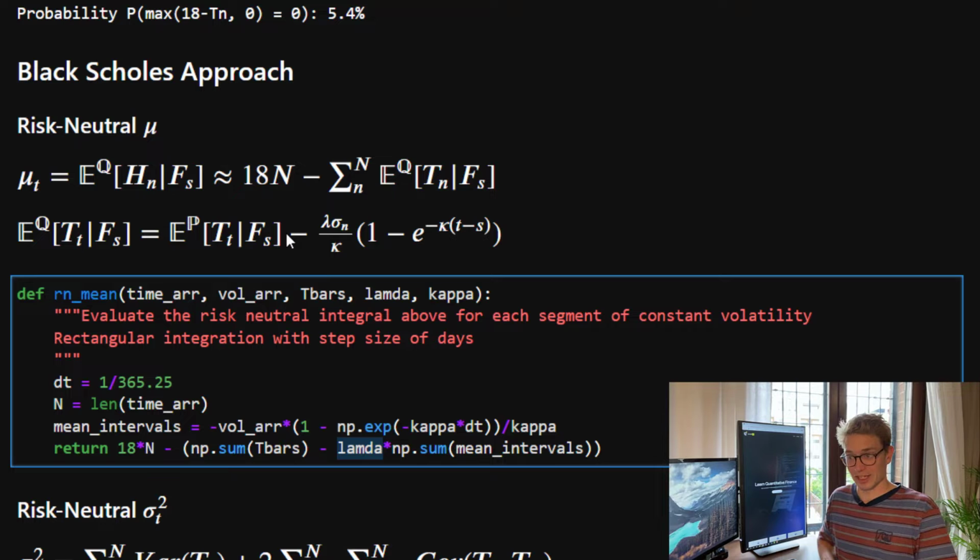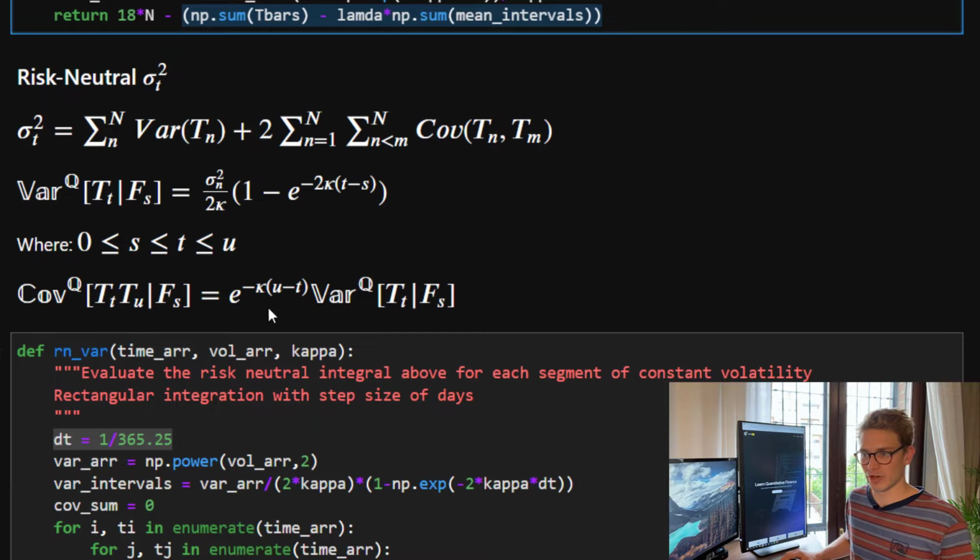So we take the summation of the expectation of all of those temperature bars, minus this adjusted risk neutral parameter times these parameters here. That's calculated as the sum of our mean intervals, and then essentially we take that away from 18 times the number of days. Done. So now for the risk neutral variance.